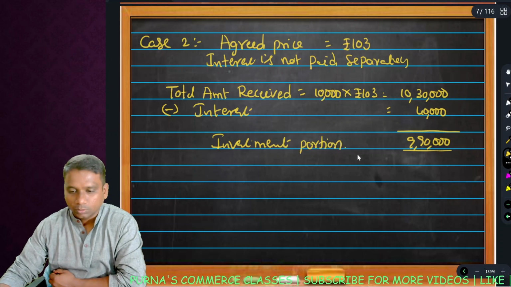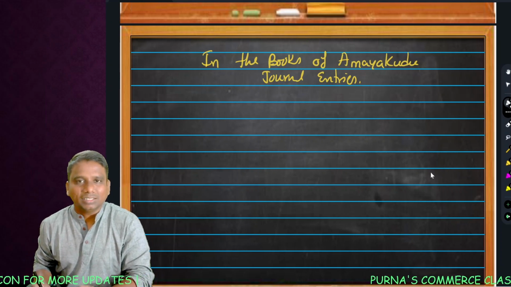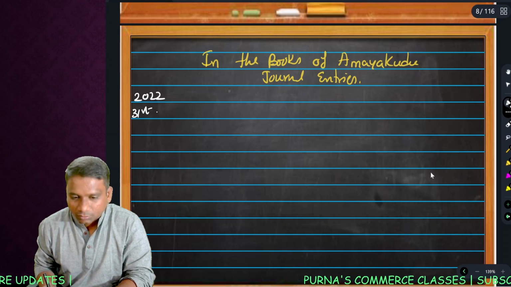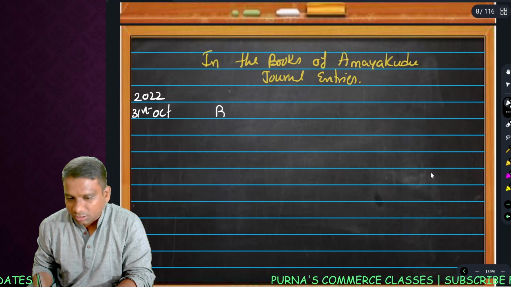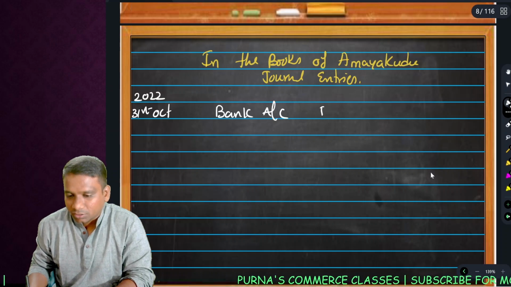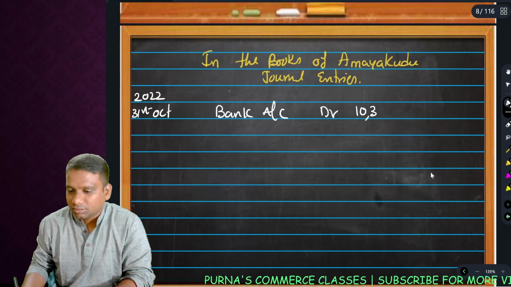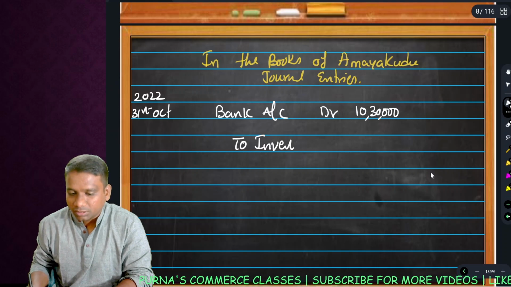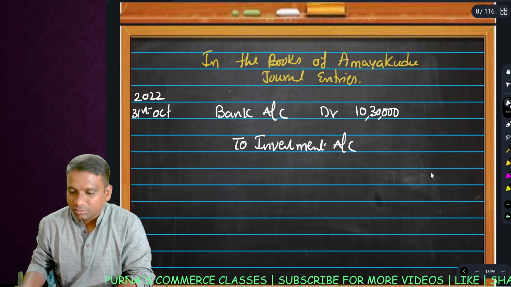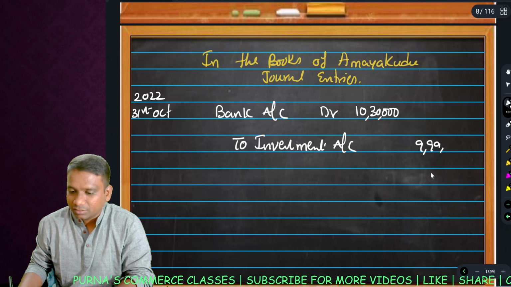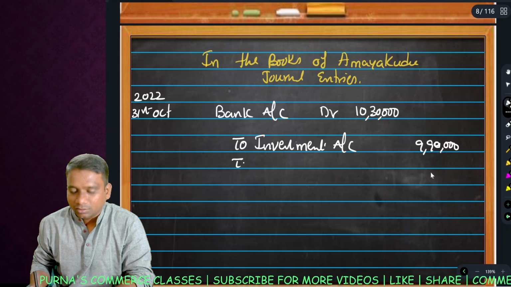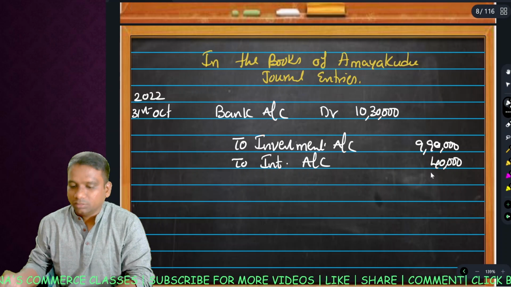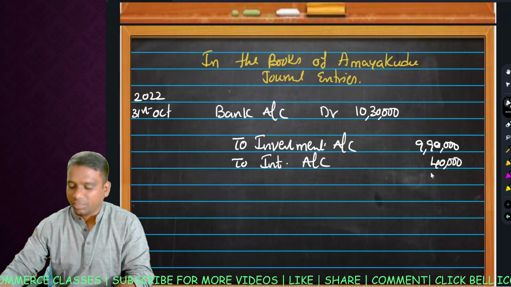Is it clear? Now tell me, in the books of Amayikudu, what are the journal entries? He is selling investments on 31st October. So how much amount he is receiving? So bank account debit. How much amount he is receiving? 10 lakh 30,000. Out of this, towards capital portion, how much? To investment account 9 lakh 90,000. And towards interest portion, how much? 40,000. This is the entry in the books of Amayikudu.